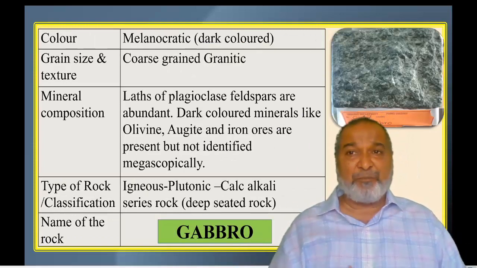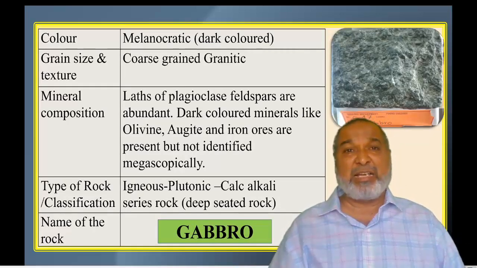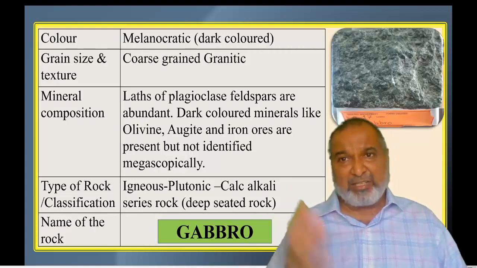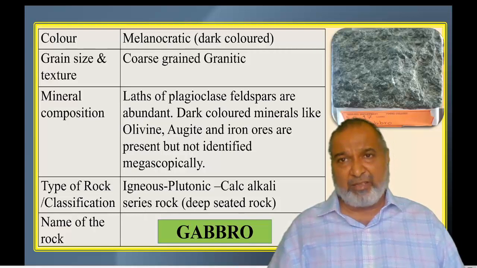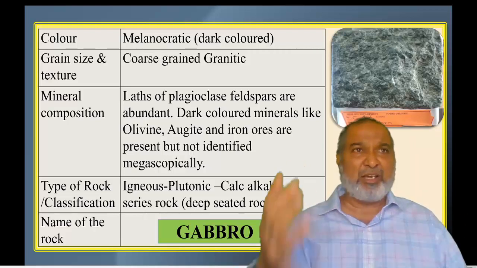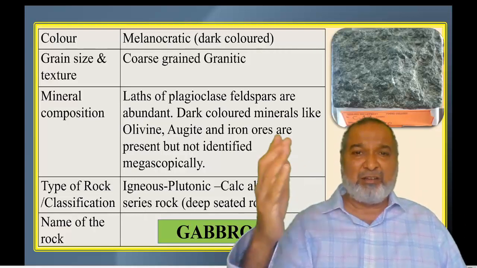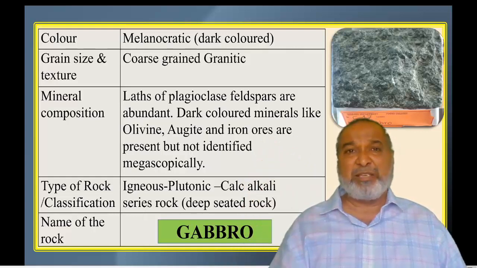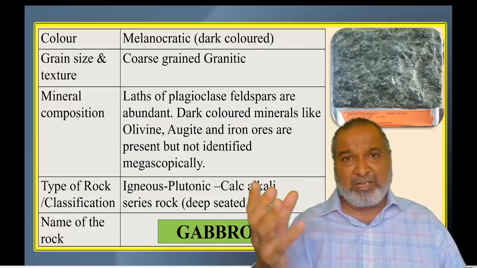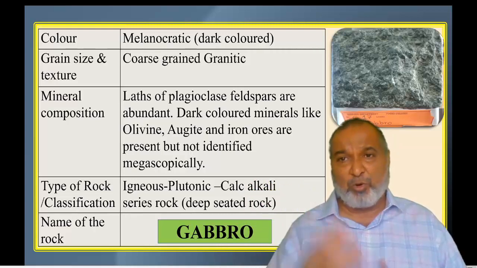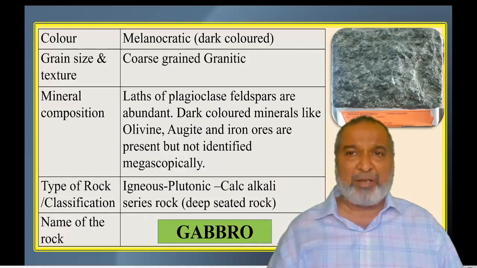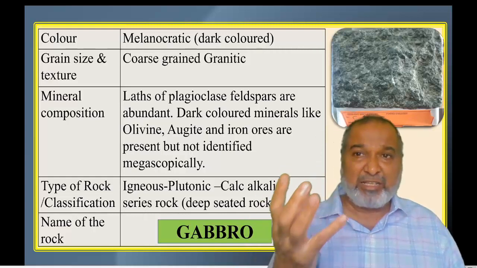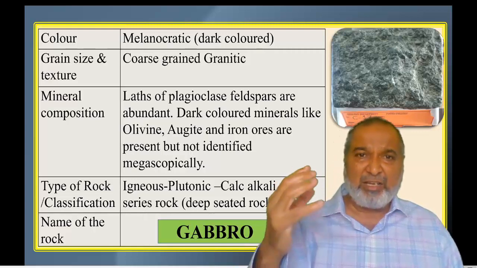Yes, the next important rock is the gabbro. You can see the dark color, so melanocratic. From the color itself we get that the magma is basic magma, or ultrabasic; you can make out basic magma. And now you can see the coarse grain. It does not focus, it is not a close one, but the grains are there.